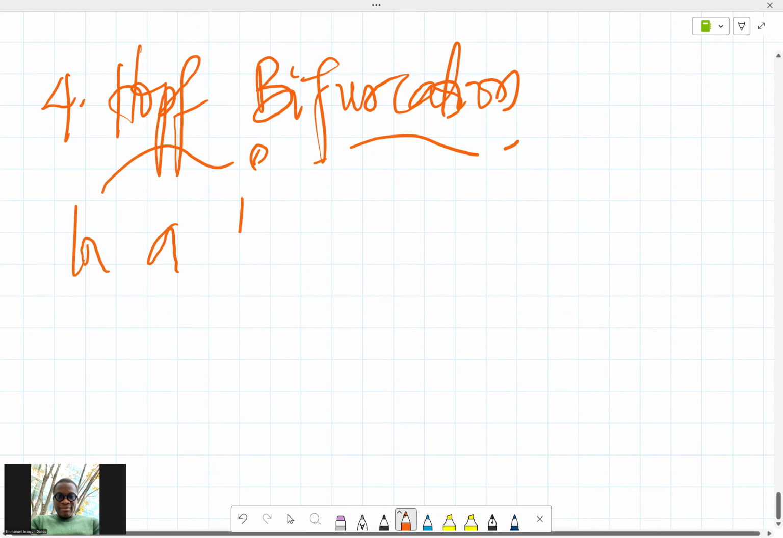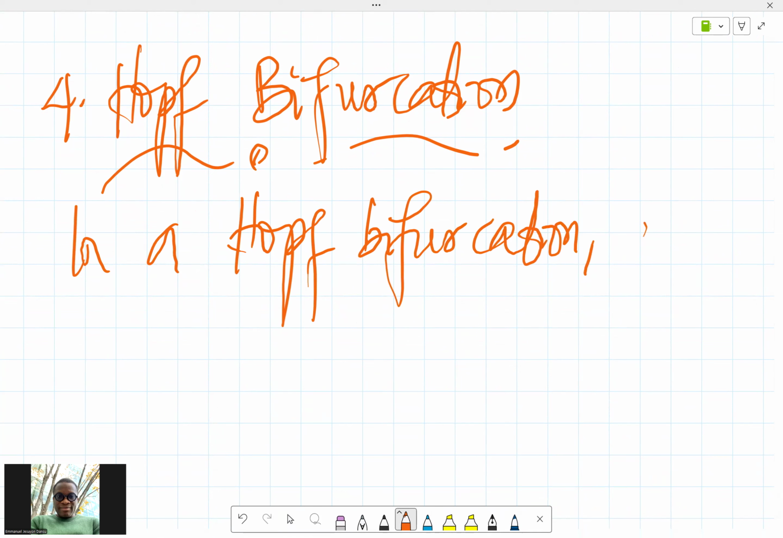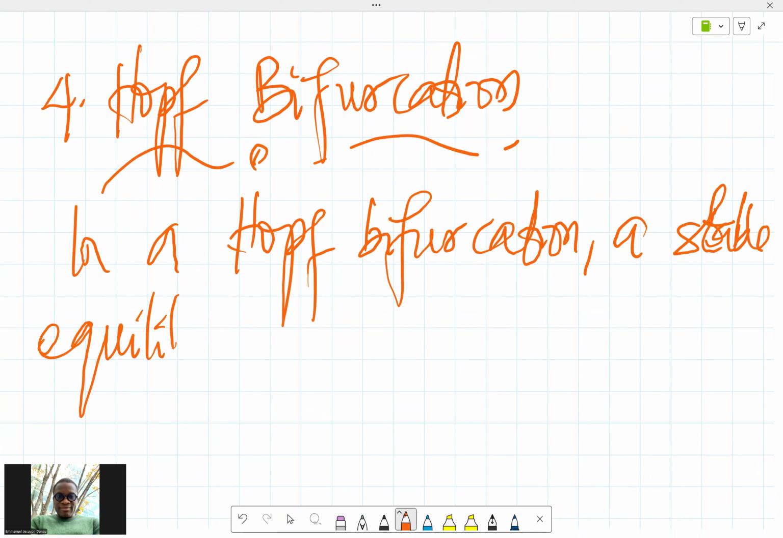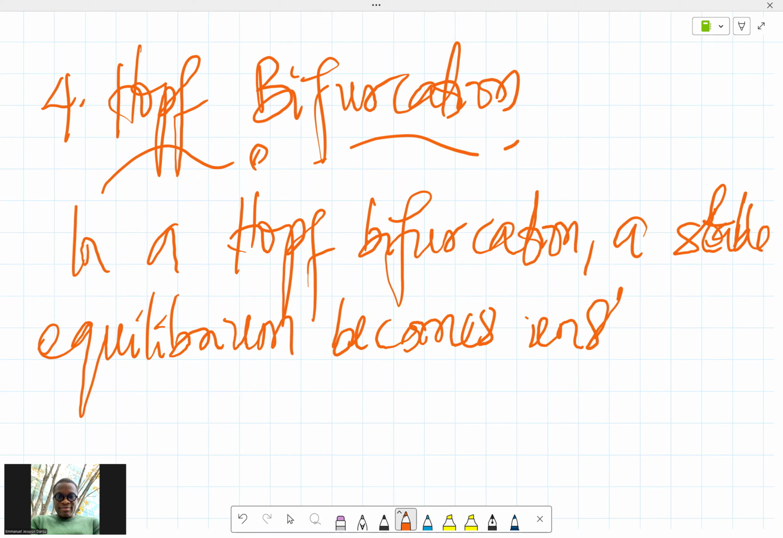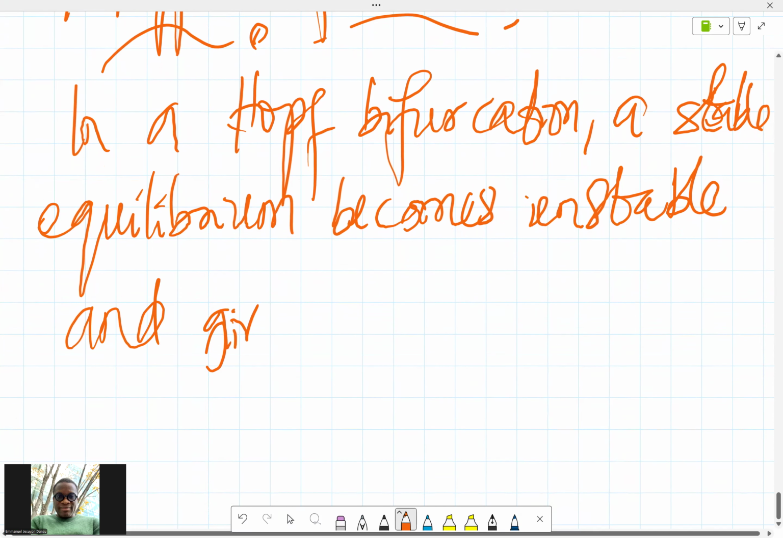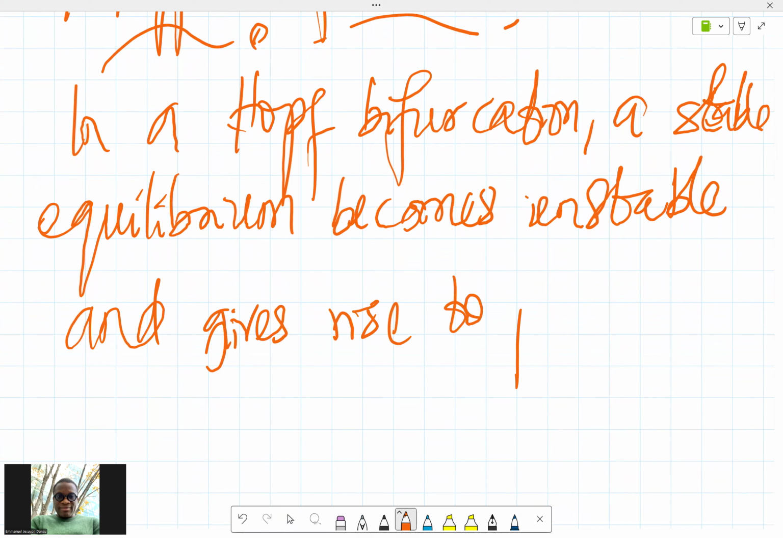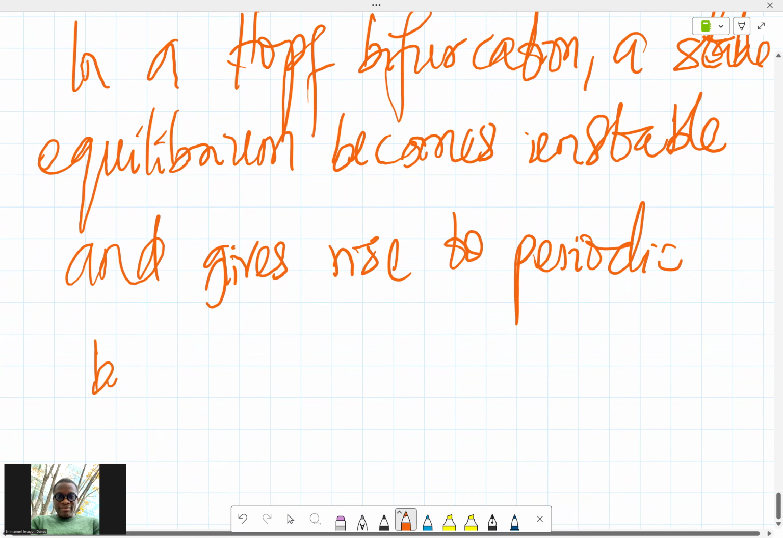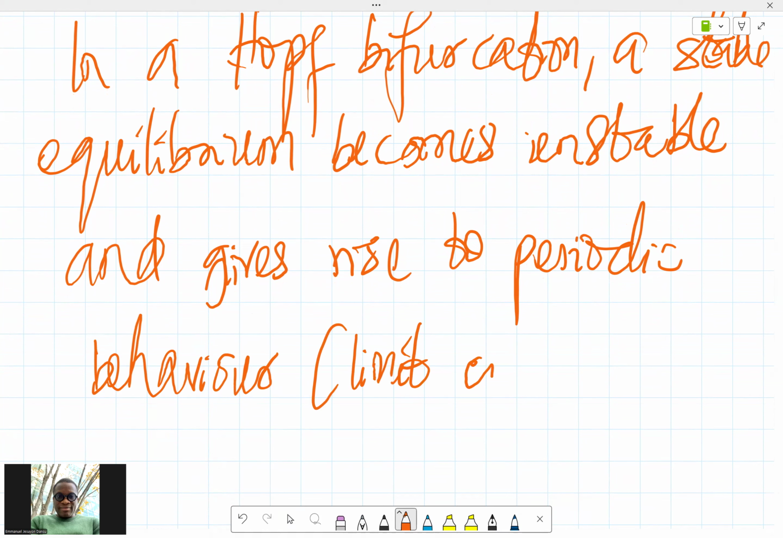So in a Hopf bifurcation, a stable equilibrium becomes unstable and gives rise to periodic behavior. I mean, talking about limit cycles, like when we talked about center the other time, something like that.